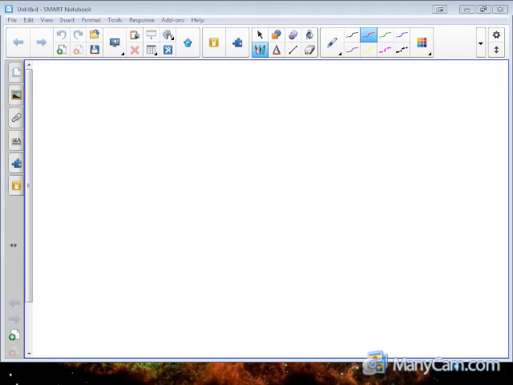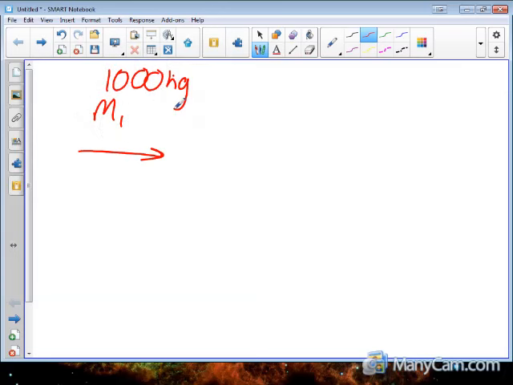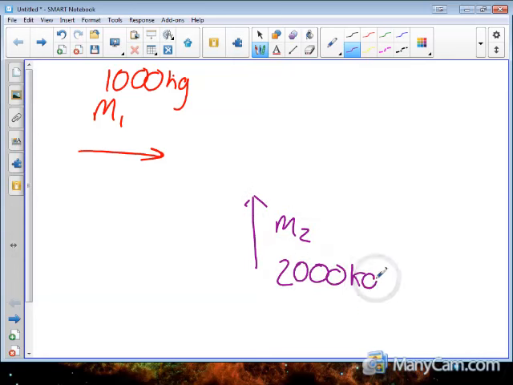So here's the review that I promised for momentum. Let's say I've got a car traveling that way, we'll call it M1, and it's 1,000 kilograms. And I'll have M2 traveling this way, and this one is 2,000 kilograms. And they're going to collide because someone's not paying attention. And I guess green, and they're going to go off that way.